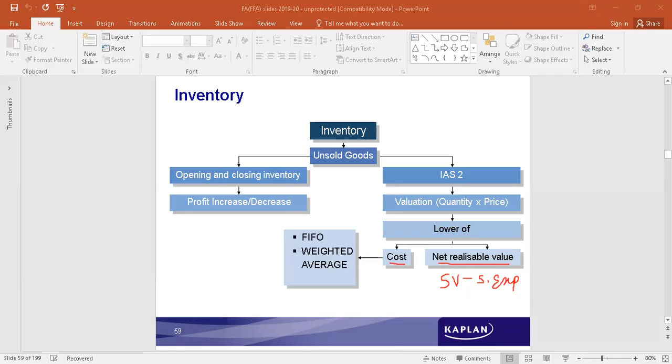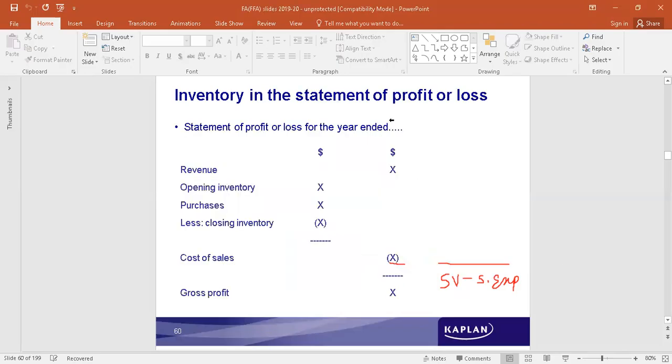I didn't find a question in this exam kit. Later on, I'll take up a question on lower of cost or net realizable value and then solve it. But right now, though it is in the examination kit, I have not found any question there. Let's proceed further with the other topics.